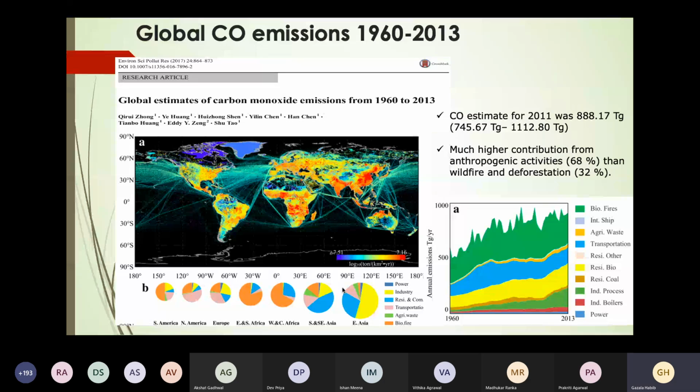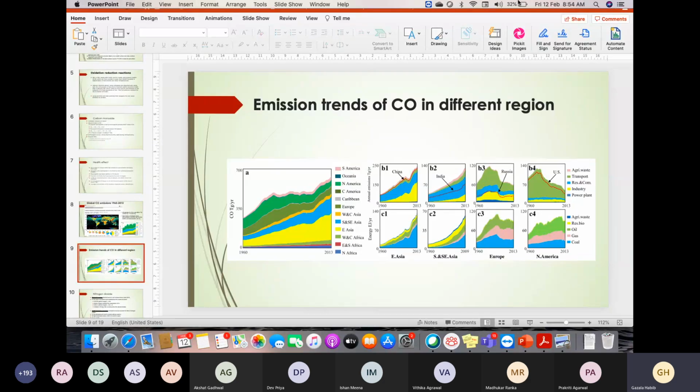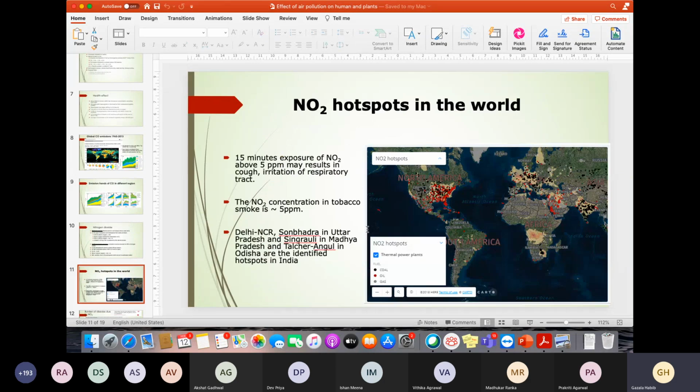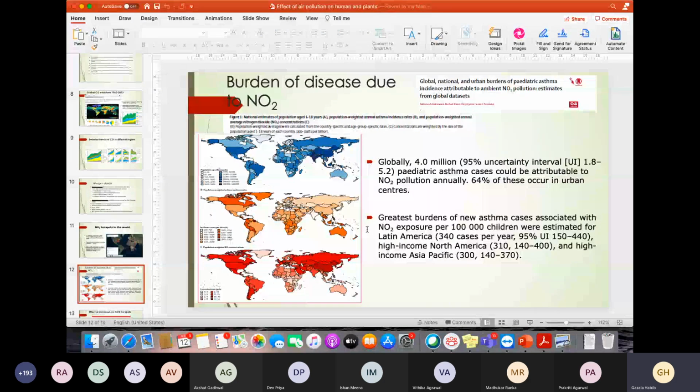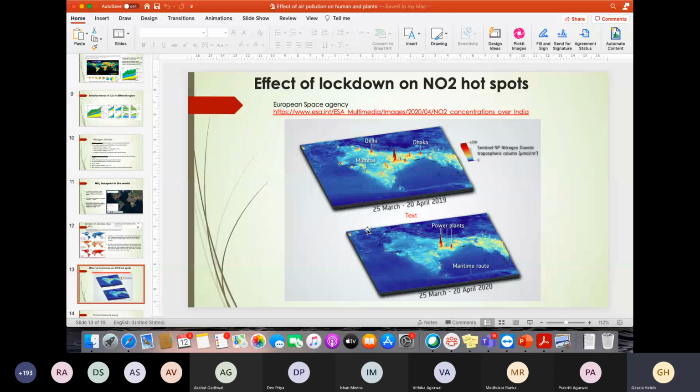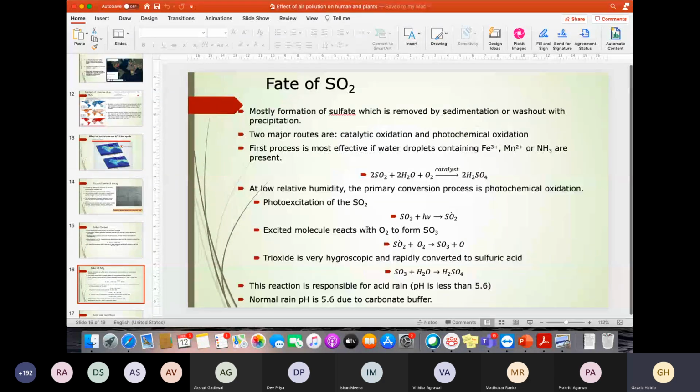So this is the global CO emission. We will talk about this in the next class. I think we don't have enough time to explain this. Next class we will talk about all these things, and then NO2, NO concentration over different parts of the world, and all those things we will learn in the next class. Okay, thank you. Is there any question?